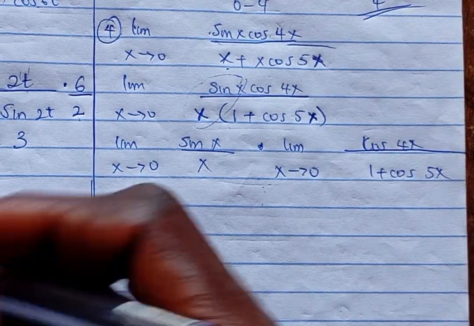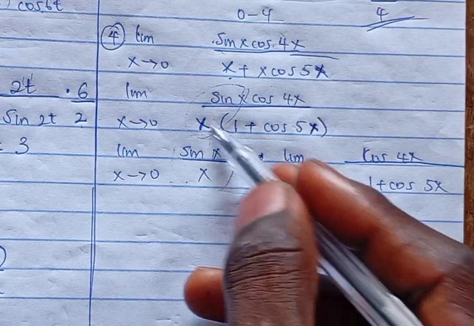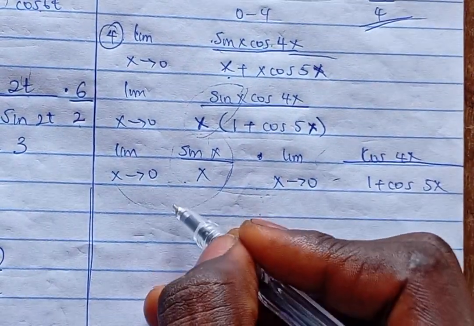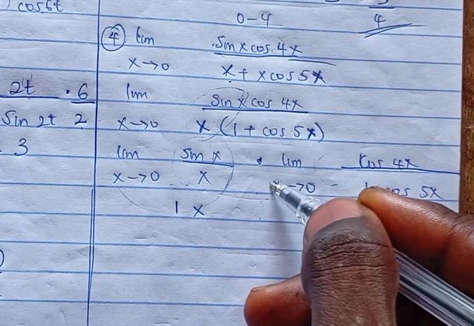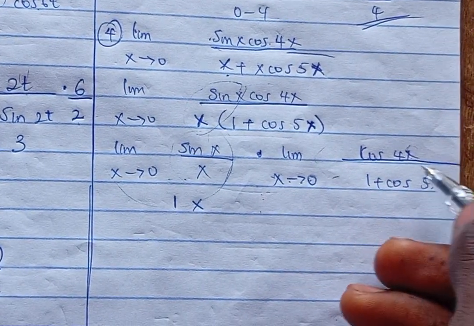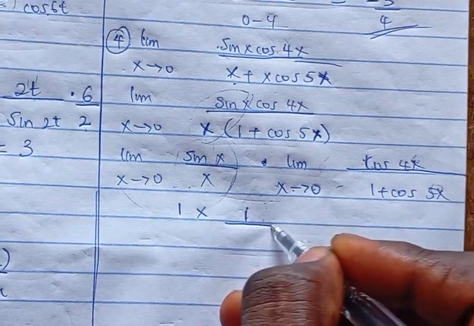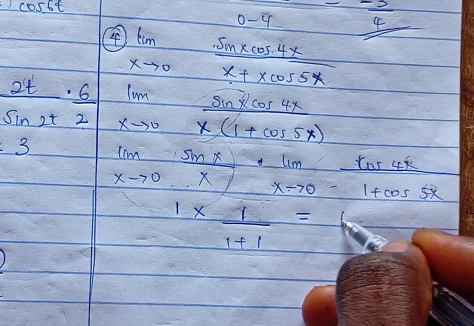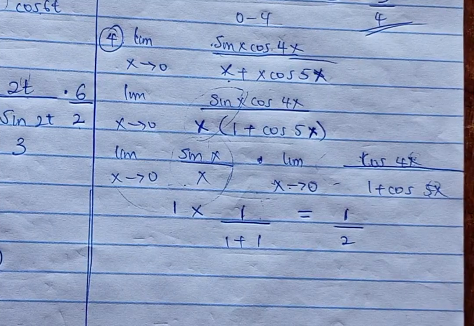Okay, now we have distributed the limits. Now I can easily say that this one is 1 because it's a standard limit, right? And this one, 1 multiplied by, substituting 0, cos 0 will be 1, so 1 over 1 plus, this one will also be 1. So we have 1 over 2. So that's the answer.